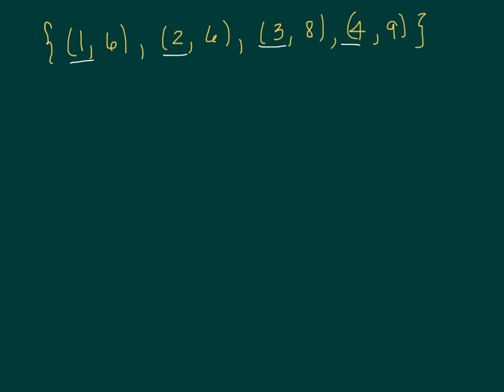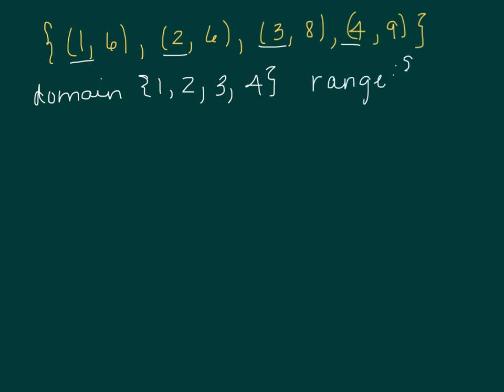So you see there's only 1, 1, 1, 2, 1, 3, 1, 4. So your domain would be 1, 2, 3, and 4. And your range is 6, 8, and 9. So as long as each element in the domain corresponds to one element in the range, it's a function. What that means is no x or no first element can be repeated.